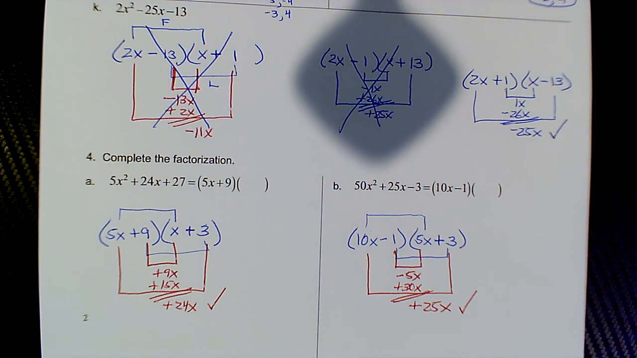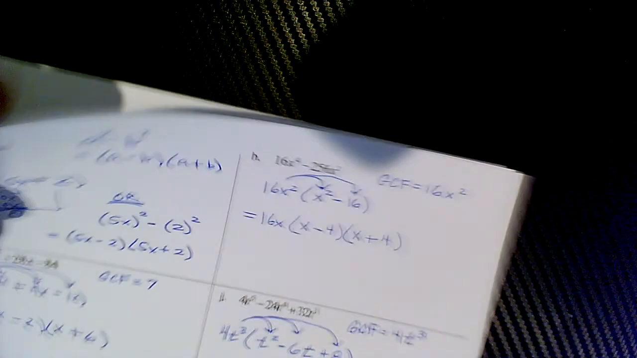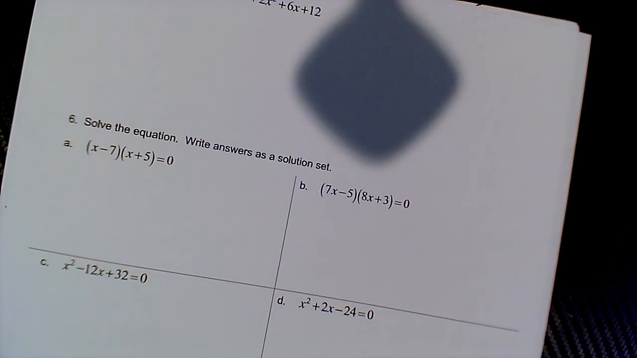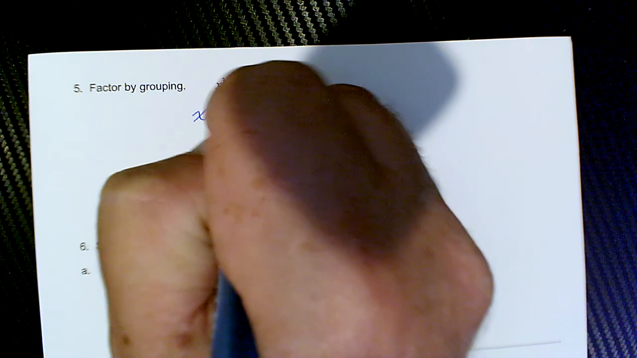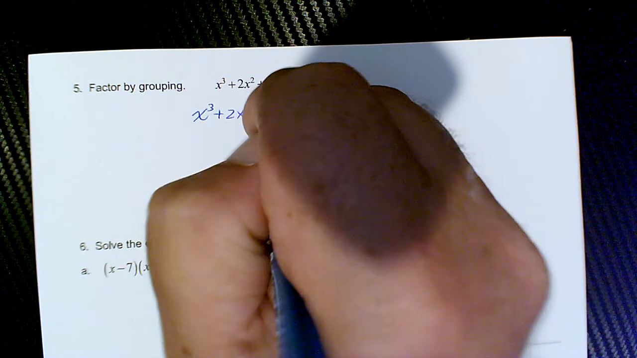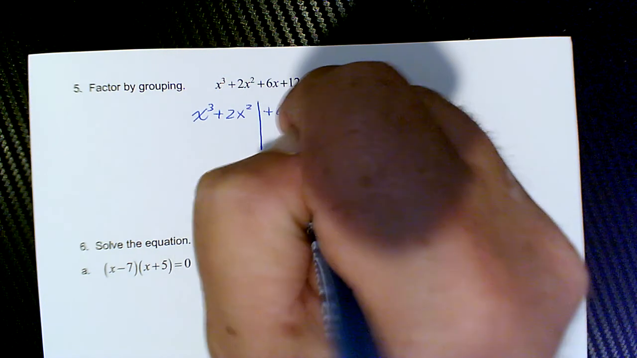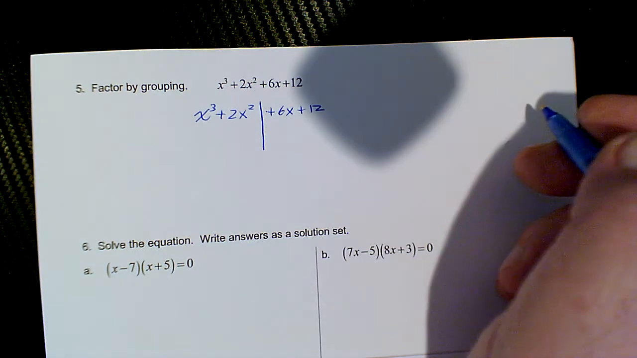Okay, we'll do the next one, and then we'll stop the video and do a part 2. The next one is a factor by grouping. That's when we have 4 terms. So when we have 4 terms, what you want to do is write down the first 2, x cubed plus 2x squared, draw a line, and write down the second 2, plus 6x plus 12, and write down the sign as well. And then factor the greatest common factor from each.